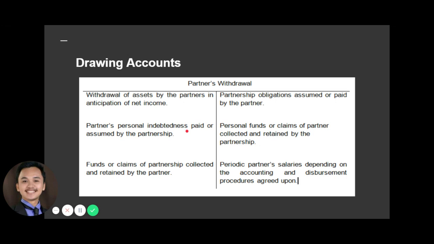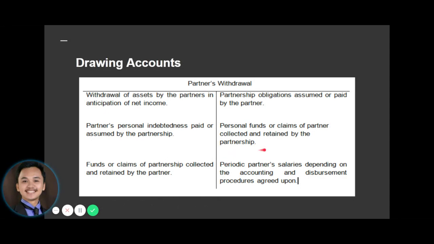So again, these three items are considered as an increase in partners' drawings. So ito naman, itong tatlo, partnership obligations assumed or paid by the partner, baliktad siya sa kani. So meaning, partnership obligation pero ang nagbayad is si partner. So that will decrease your partner's drawings.